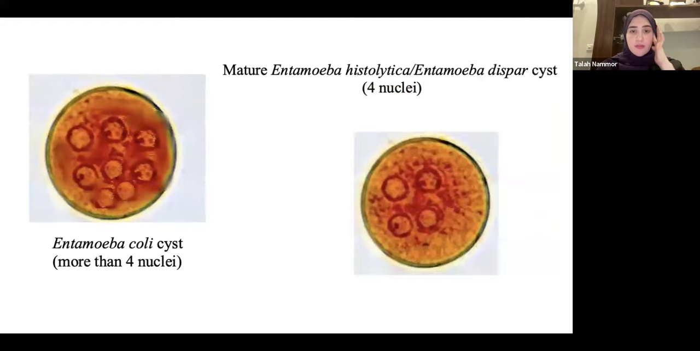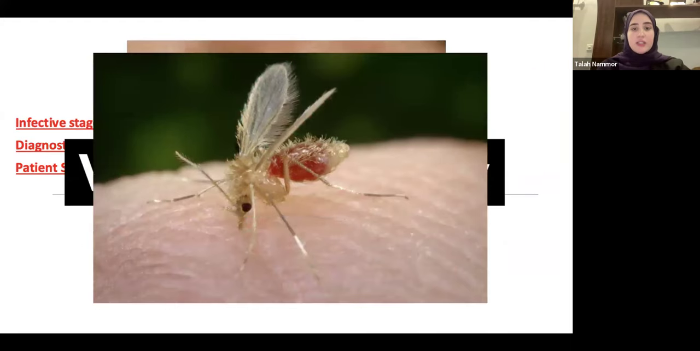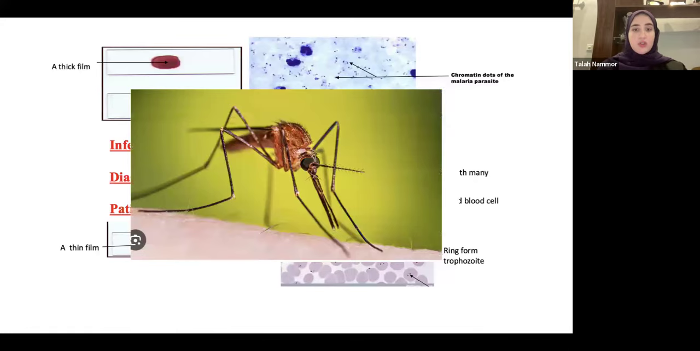Histolytica has no vector, never mind. Leishmania. What is it? Sand fly. It looks like this. Malaria: Anopheles mosquito. She's thin, she's evil. Sandfly has these sandy-like particles.